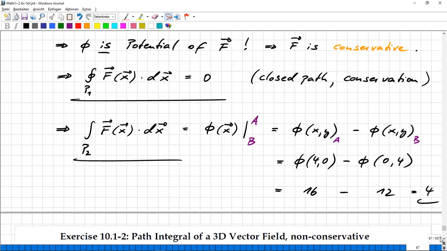That's the result. In an electrical setting, this would be, let's say, the voltage between these 2 points, something like 4 volts between points B and A. And this would also be the result of the corresponding path integral of the electrical field along this path. So that's it for now.